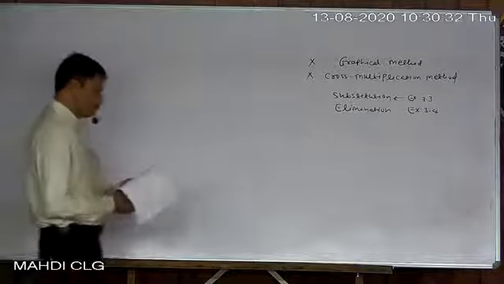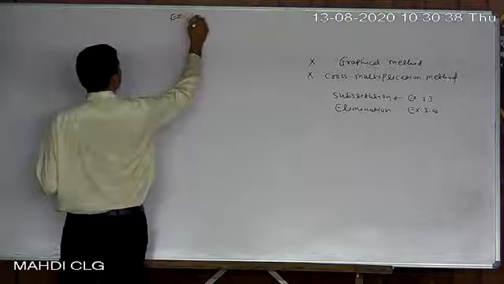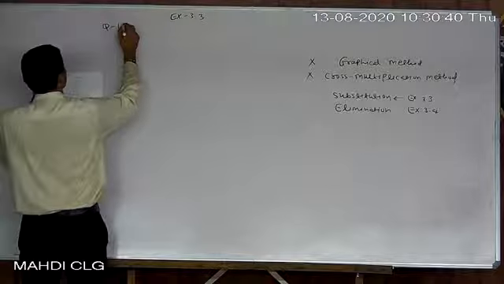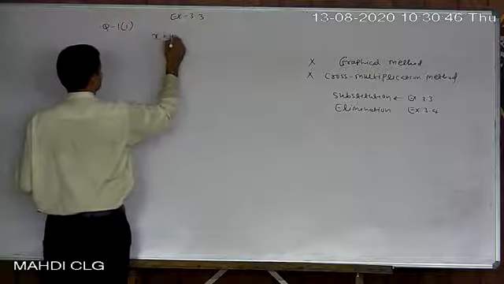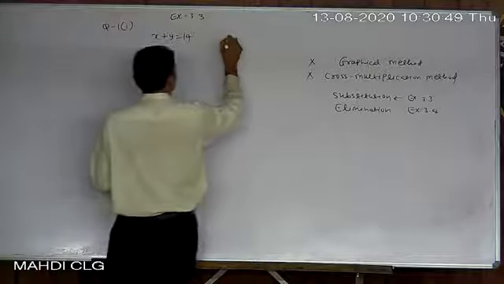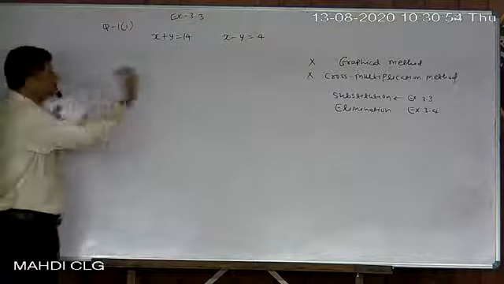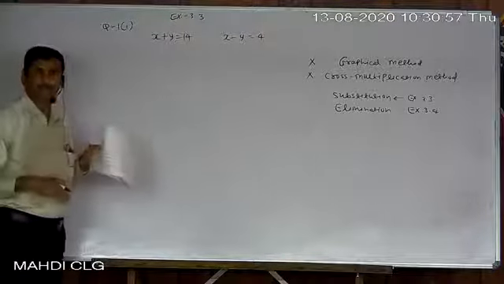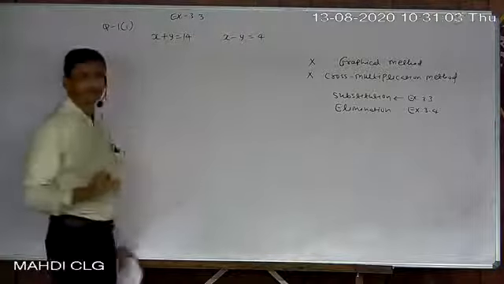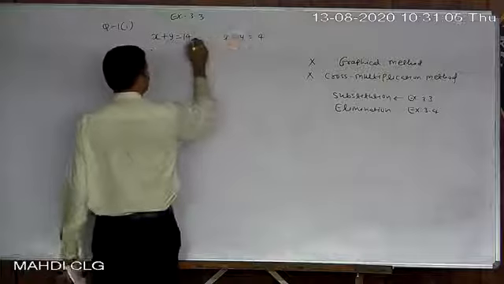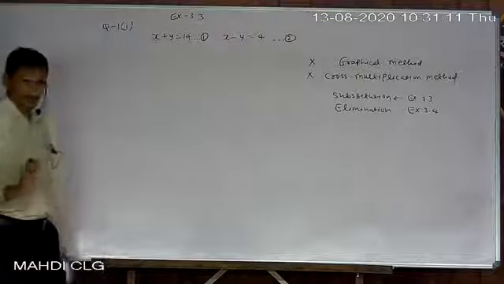Exercise 3.3, question number 1: x plus y equal to 14 and x minus y equal to 4. We always write the substitution method in this way only, left to right, not up and down. Now, these are two equations: equation number 1 and equation number 2, the basic given equations.